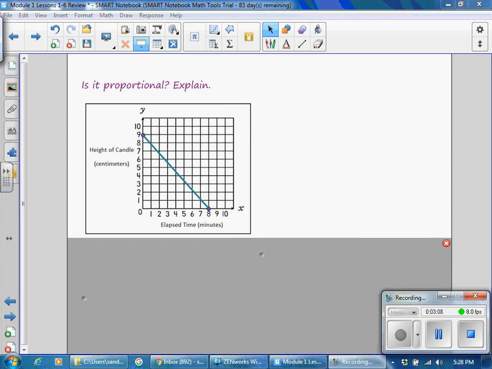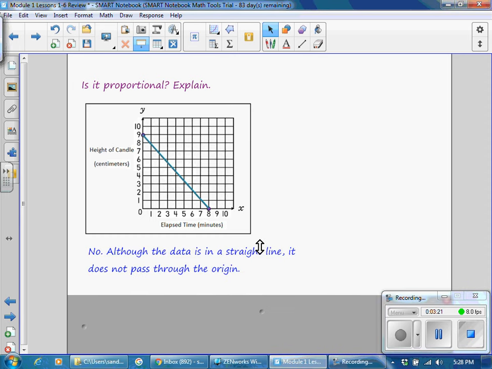In our next question, determine if the graph shows a proportional relationship between elapsed time and the height of the candle. Pause the video and then check your answer. Although the data is a straight line, it does not pass through the origin, so it is not a proportional relationship.